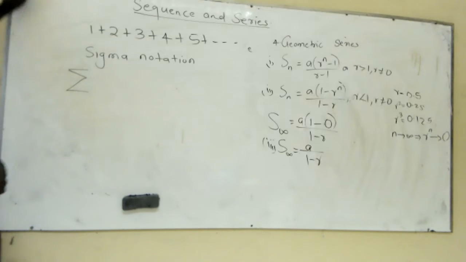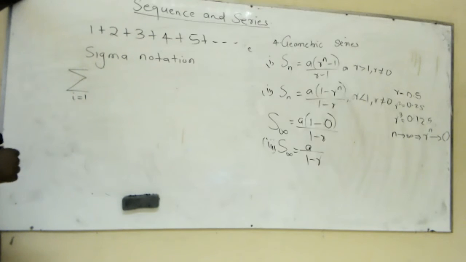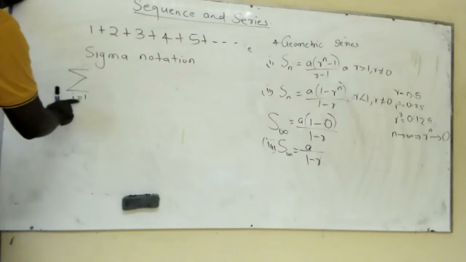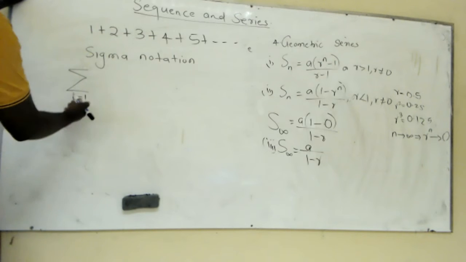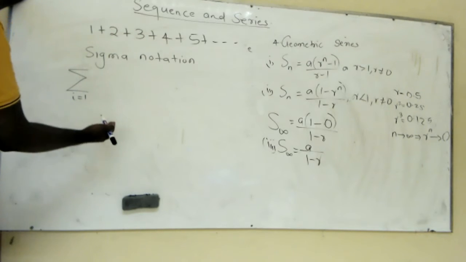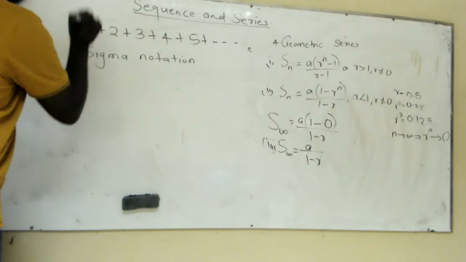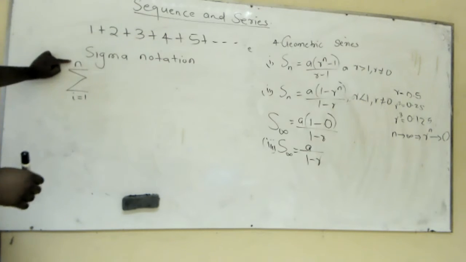this sign, which is called the sigma. This is the initial term, or the starting point, which in this case is i equal to 1. In some cases, it could be i equal to 0, which means the starting point is going to be from 0. But in this case, let's use the starting point as 1 up to n. This is the end point.